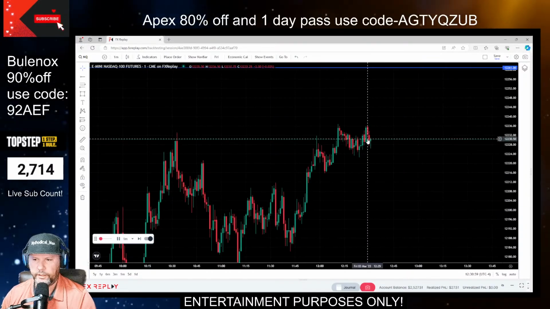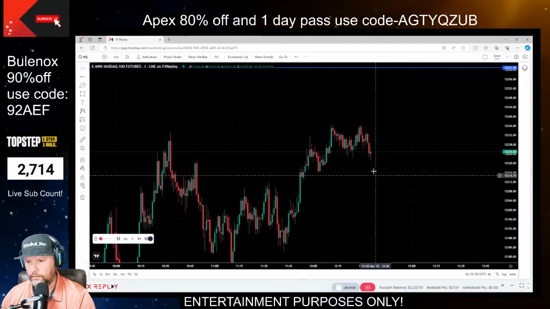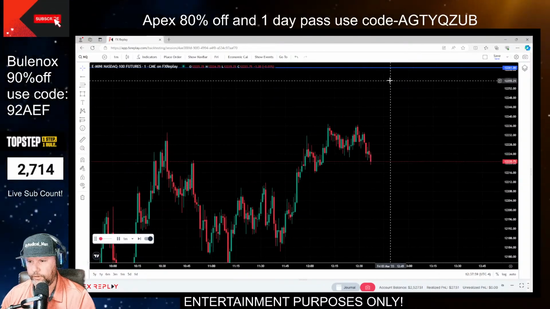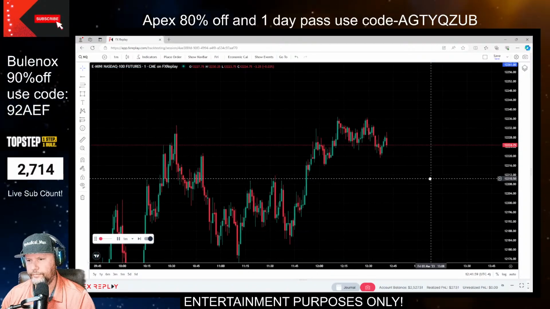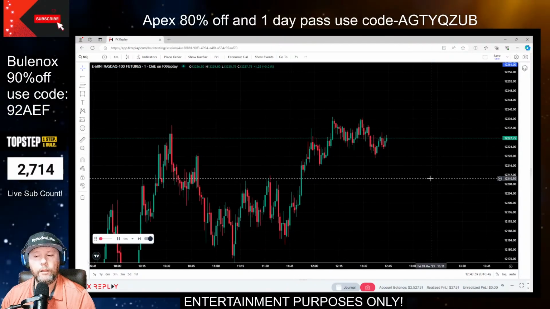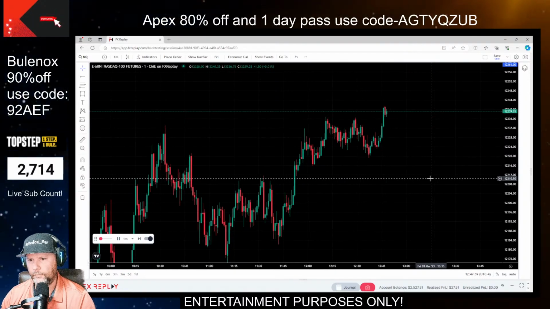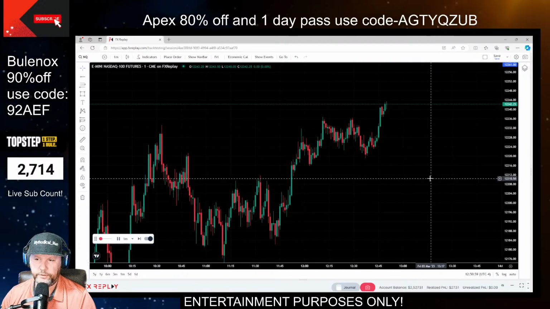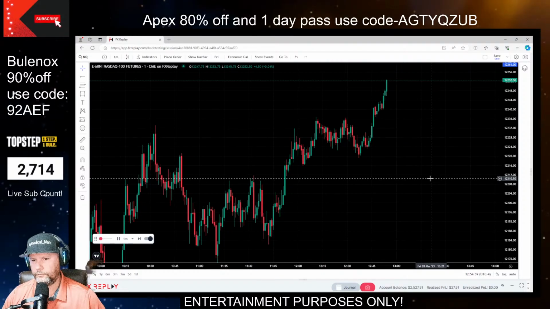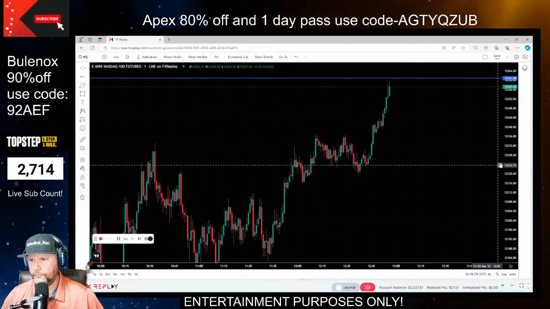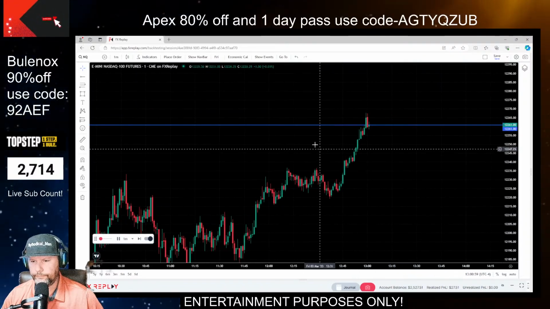Still kind of got that target up there. If we can get a pullback into maybe this 211 area, 210, leave us some sort of fair value gap to inverse back to the upside, we'll take it. That's probably OTE on this leg as well. Possibly. Or maybe we don't. Maybe she just goes. All right, there's that target.